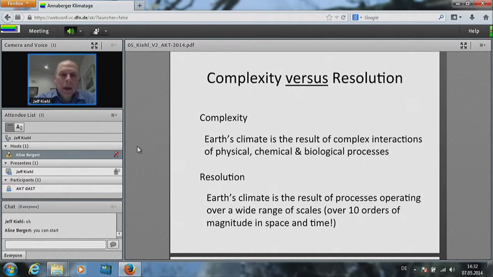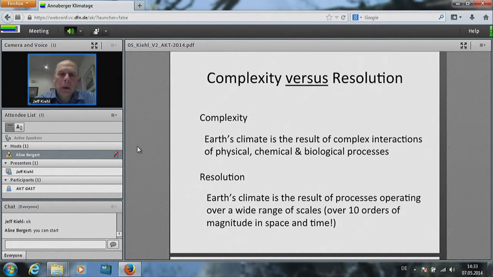Where we stand now with the issue of developing and improving climate and Earth system models is really twofold. It's one of what I call here complexity and resolution. By resolution, I mean the spatial scales that we can resolve within our Earth system models. And I'll give you a better example of that in just a few slides.